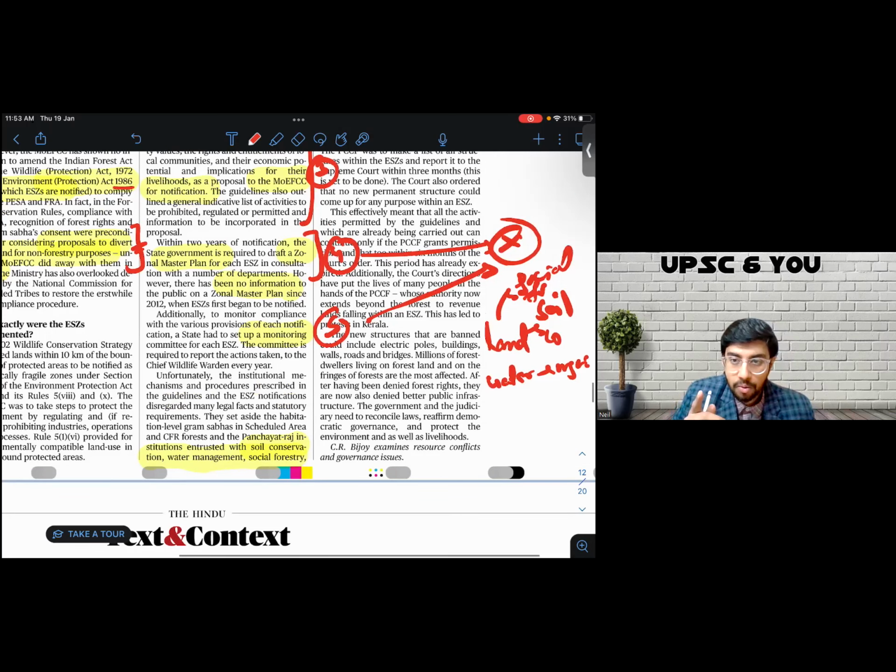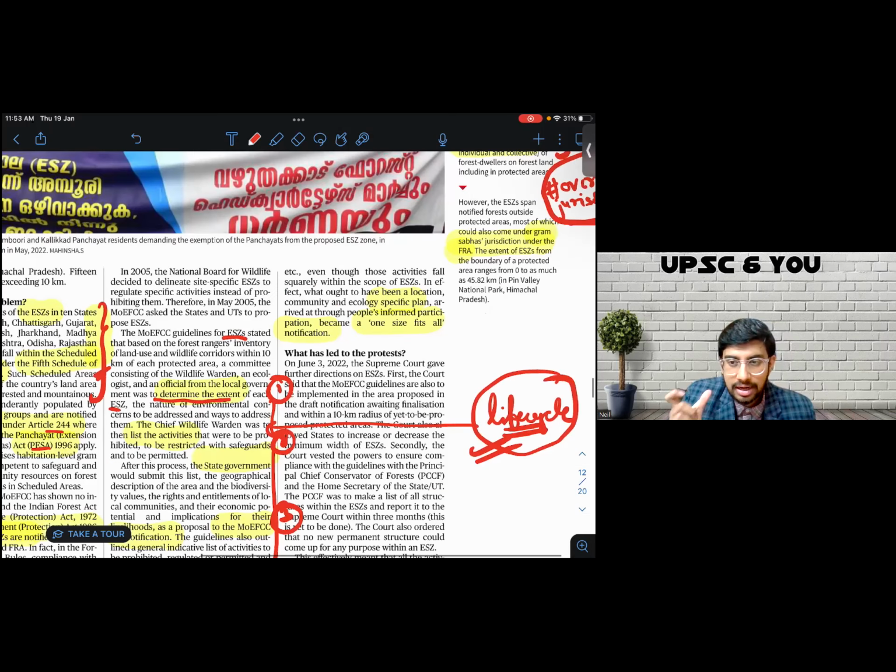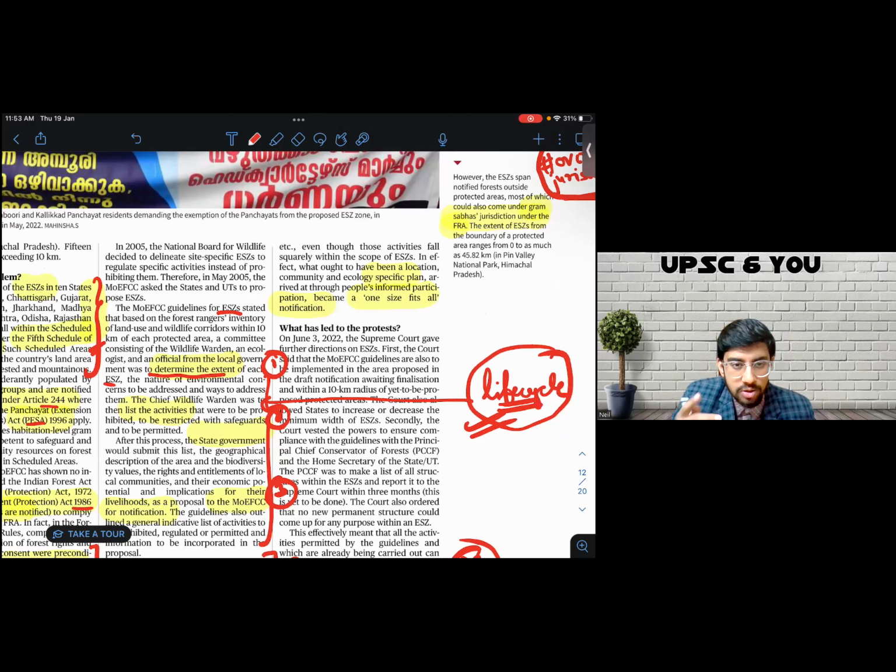Then they say that another problem is that ideally when ESZ was designed, it was thought that it would eventually lead to site-specific plans. But what has happened at this point in time is that it has only become a one-size-fits-all notification of sorts. That is another issue. I think that is it.